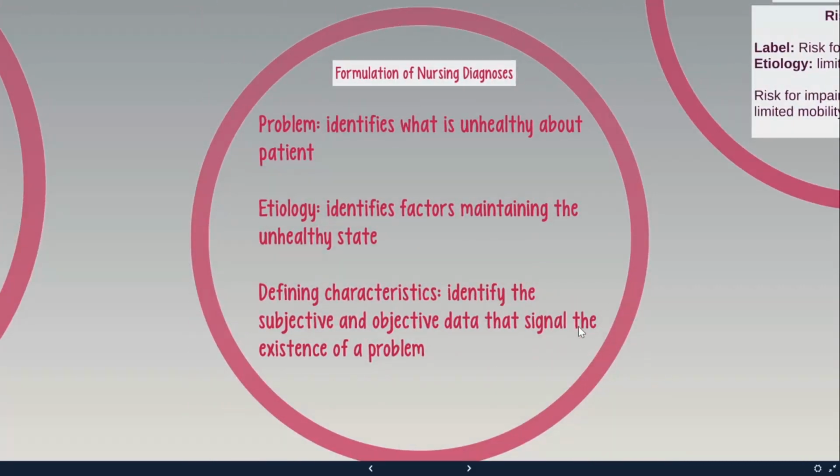Formulation of the nursing diagnosis. So remember, just to reinforce what we just talked about, the problem is the label. It's identifying what is unhealthy about the patient. Etiology is to identify factors maintaining an unhealthy state, or the cause, and defining characteristics identify the subjective and objective data that signal the existence of a problem. Okay, and remember, subjective is patient states, objective is observed or measurable.